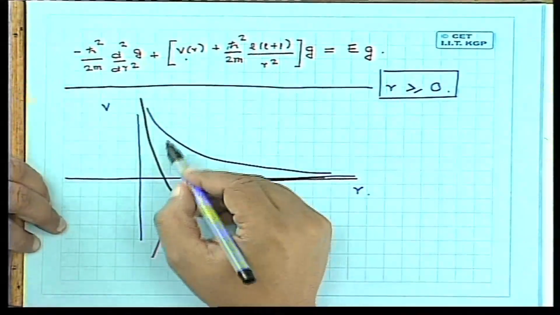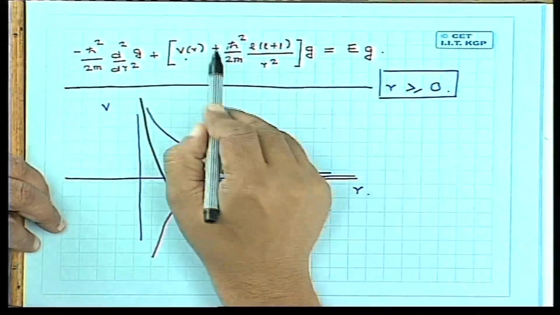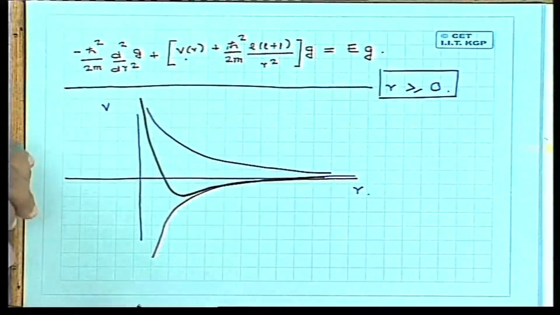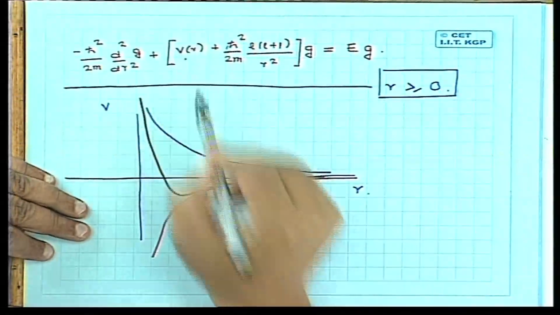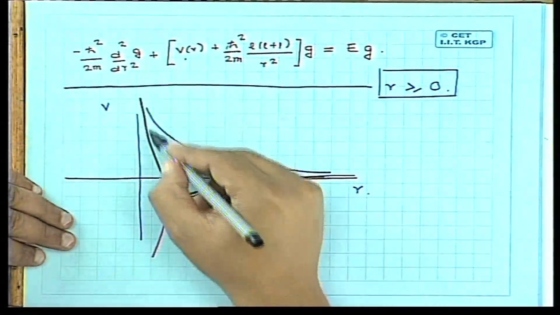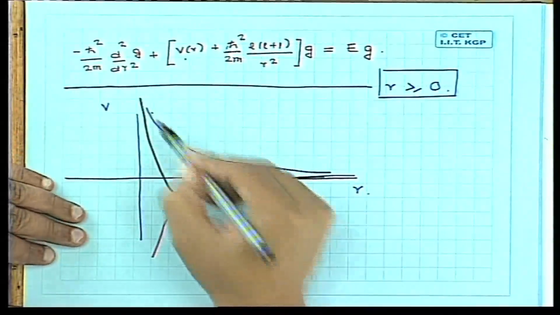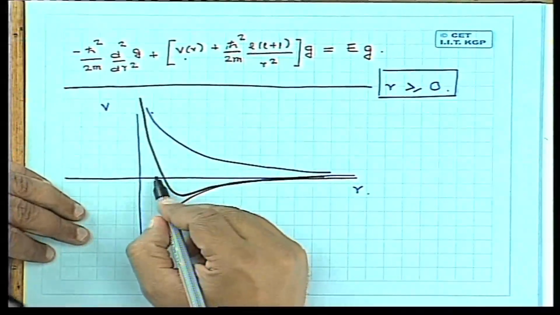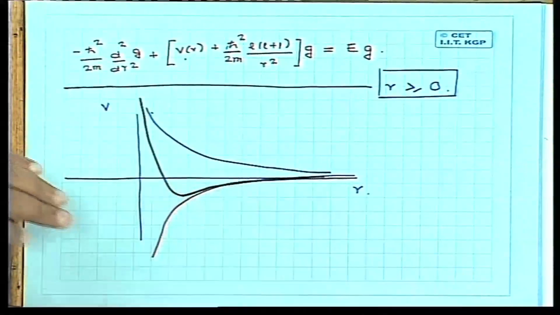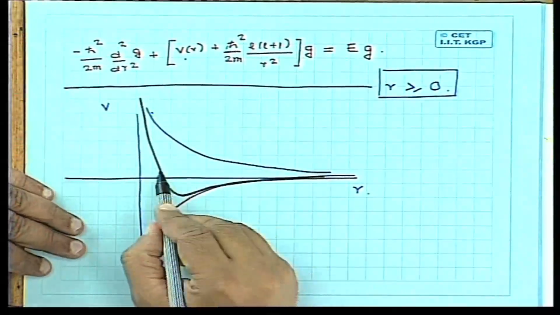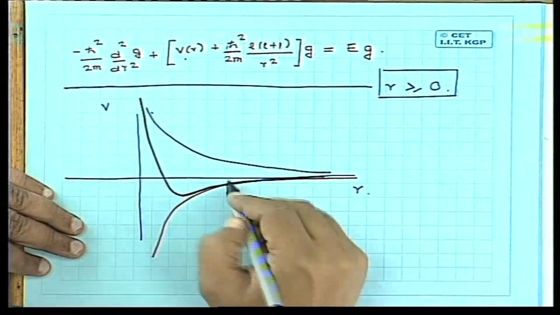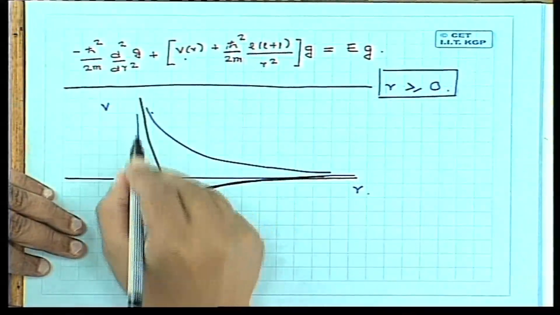So it will be dominated by the centrifugal term, this term over here at small r, and it will be dominated by the actual potential at large r. In between there will be a transition where it will go over from this to this, and there will be this region over here where the potential will have a transition from a negative to a positive value.